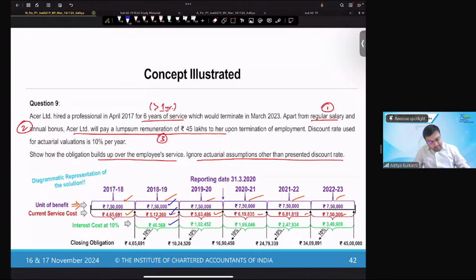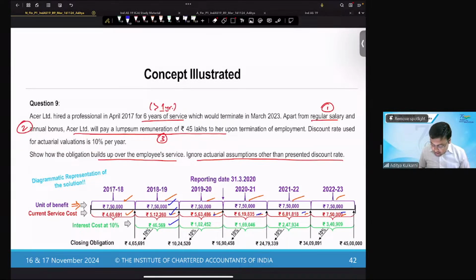So my current service cost is nothing but the discounted value of the unit of benefit that I have apportioned. Then 5,63,000, and so on till the last year, where at the end of the year I have to accrue so that there won't be any discounting. It will be 7,50,000 itself.